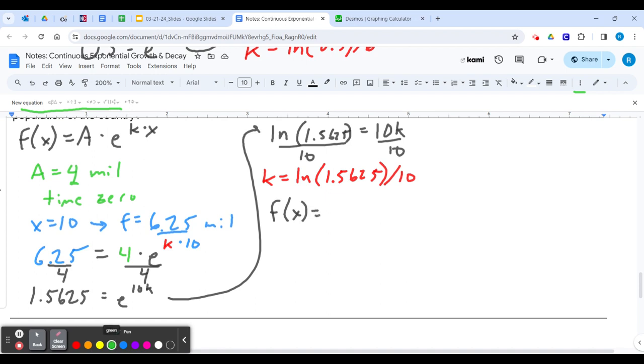So the formula that we're going to use in this problem is our population at x is equal to 4 million times e. That k value then is ln of 1.5625 divided by 10. I'm going to throw some nice parentheses around that. Oh, and I got to throw some parentheses in here too. So it looks like I have one extra going on. Times x.